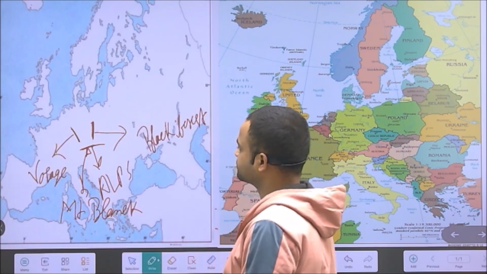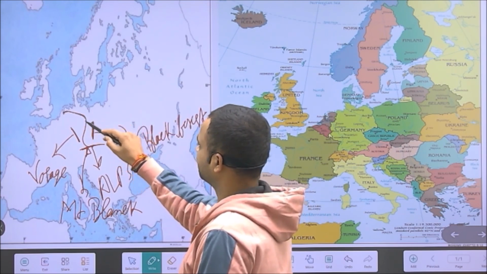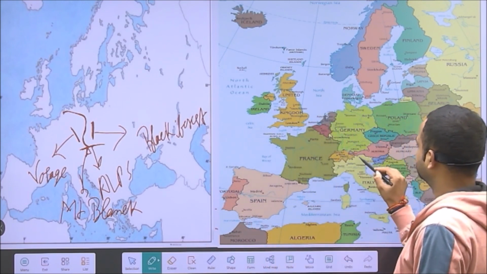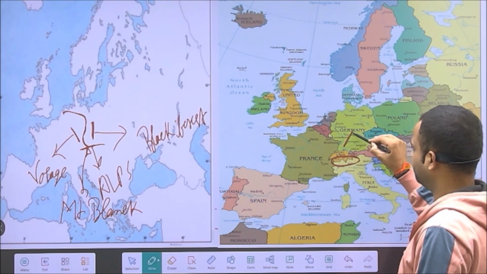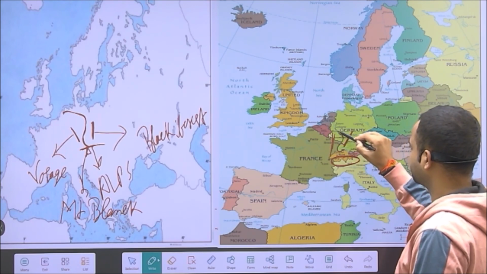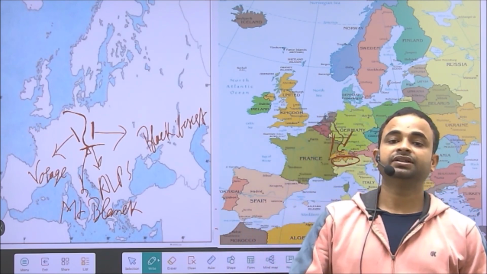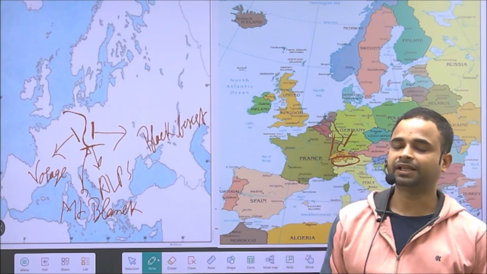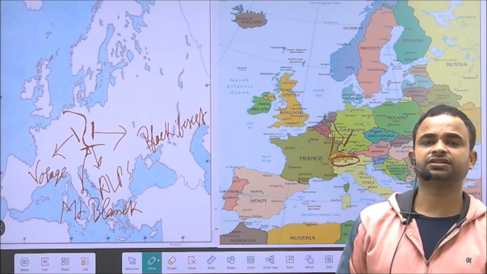And from the Alps mountain, the Rhine River is originating. And here you can see, if this is the Alps mountain, and if this is the Black Forest, if this is the Vosges mountain, here the Rhine River is flowing, and it is the most important river of Germany, because this river basin is basically a storage for coal reserve. That's why, due to reserves of coal, numerous industries have developed there.